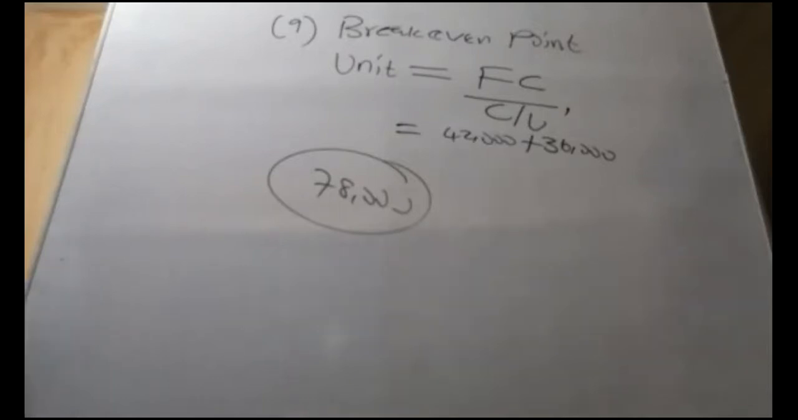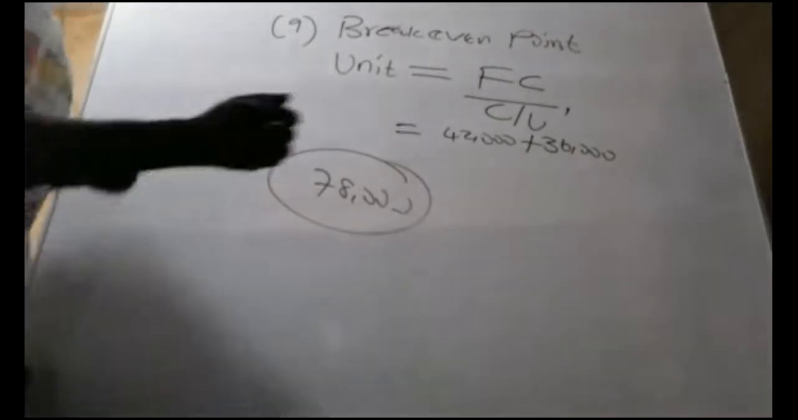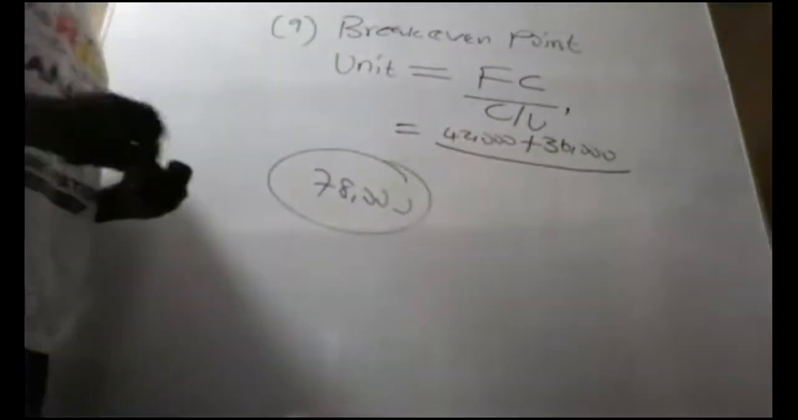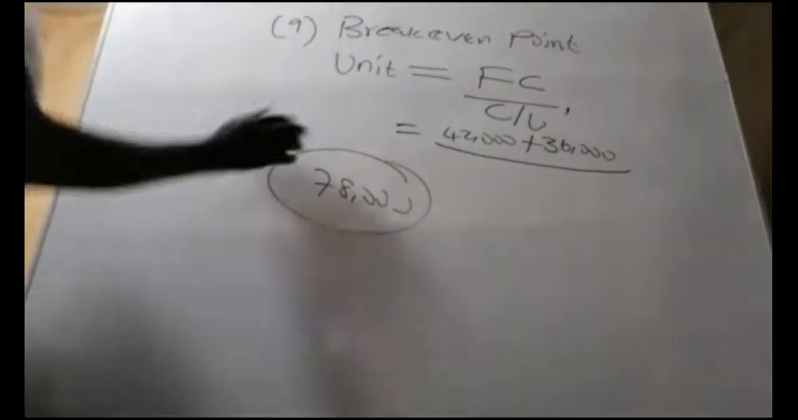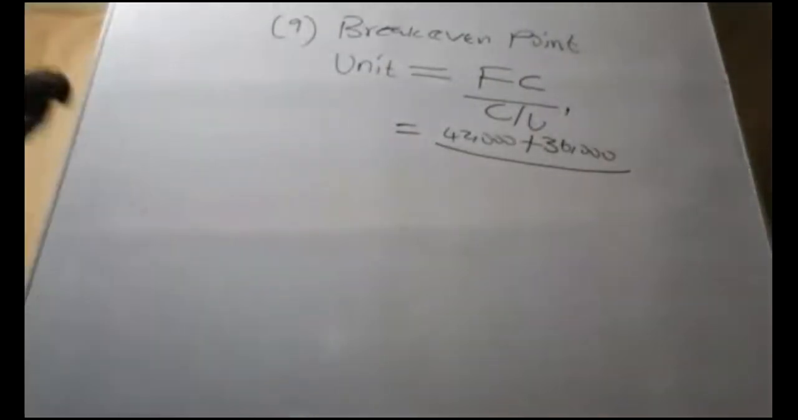Good. Now let's continue. So the fixed cost is 78. Agreed. Now let's do the contribution per unit. That's what we don't have. So let's go and calculate the contribution per unit. Now who can calculate the contribution per unit for me? How do you get contribution per unit? How do you get the contribution per unit? The 78,000.